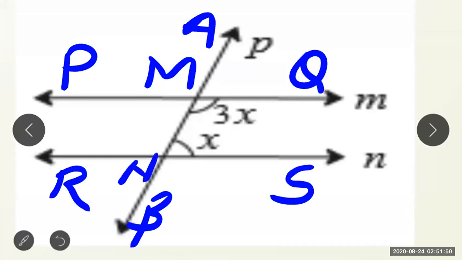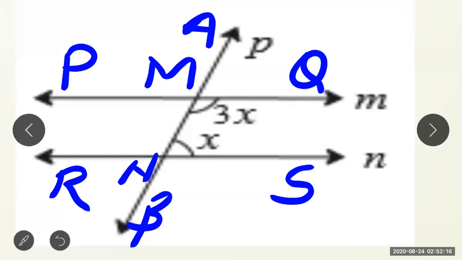We are going to mark. First we are going to mark P and Q on M. I have marked P and Q on M. Then we are going to assume R and S on N. We have also written R and S on N, and we are going to assume A and B on P.